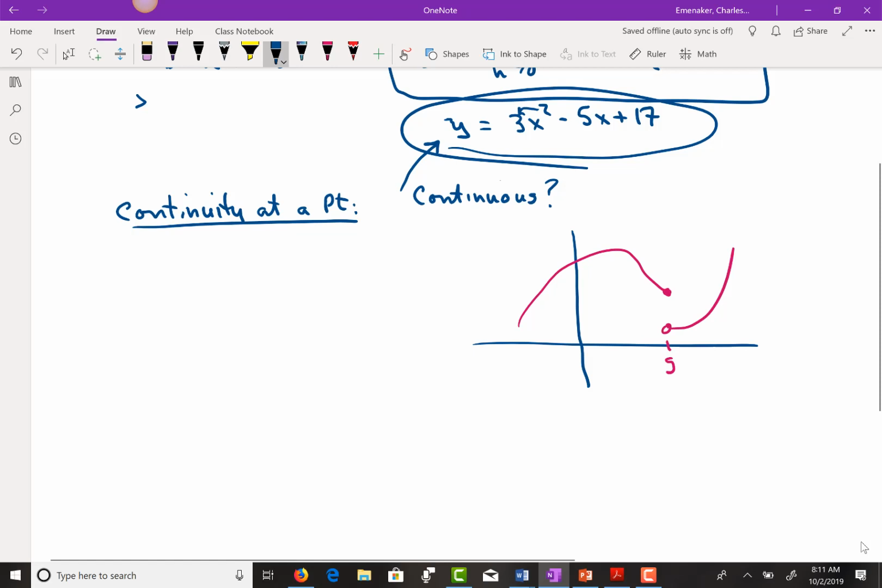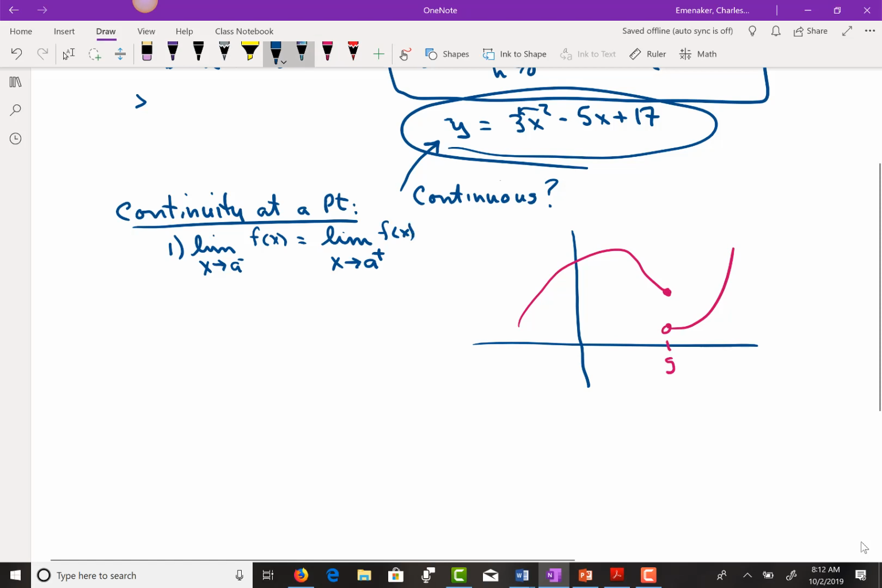But how do you explain that it has a break in it? Well, some of the things that you have to be able to do are, first off, say that the limit as x approaches whatever value you're interested in from the left and from the right is going to the same place. And that's where this one breaks down.